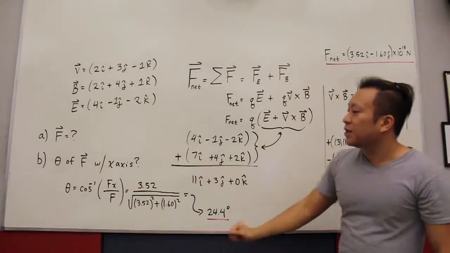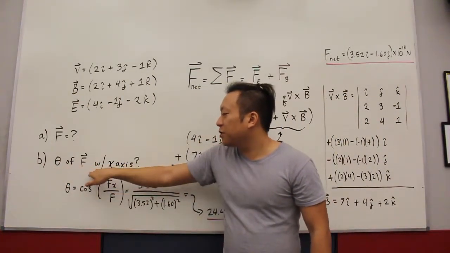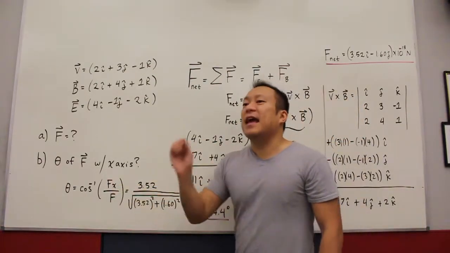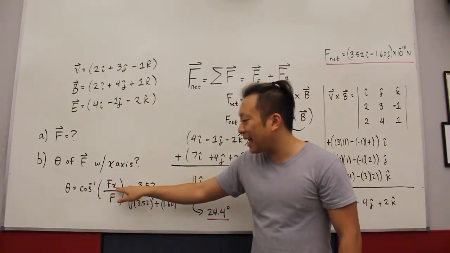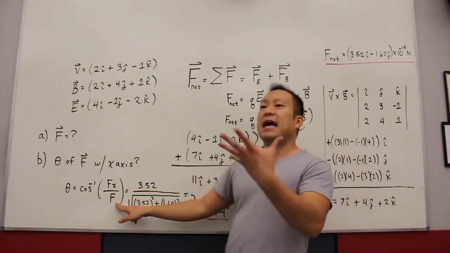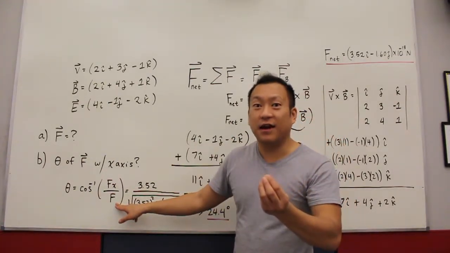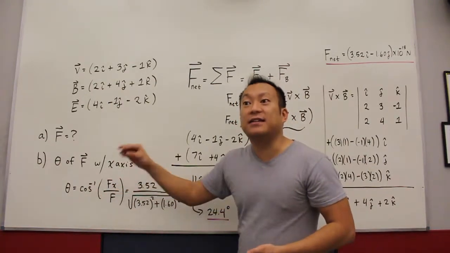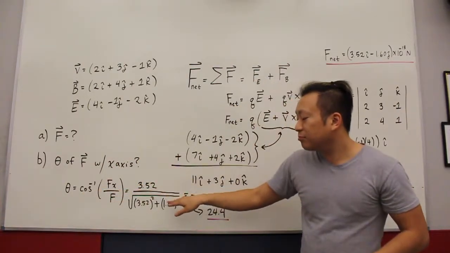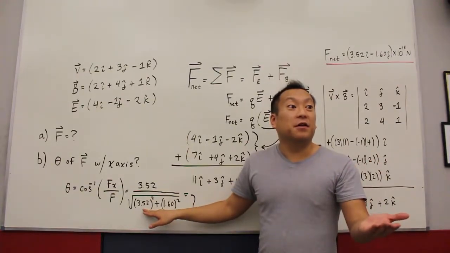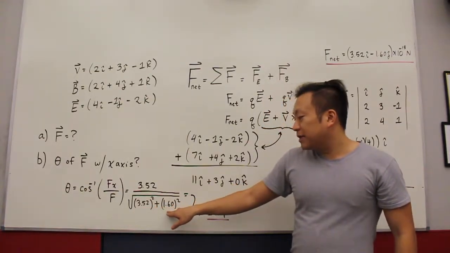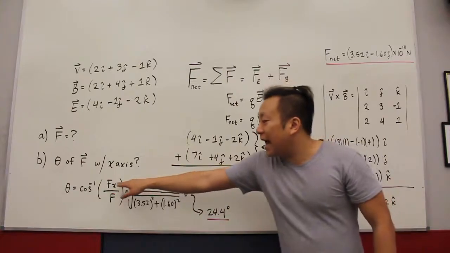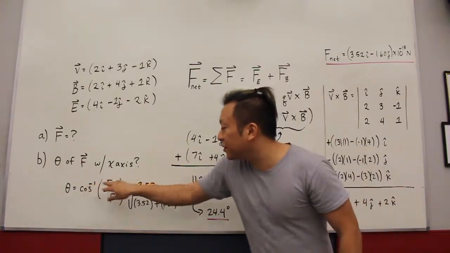The second part is, what is the angle of that force with respect to the x-axis? All we would do is take the x component of that force, F sub x, divided by F. Why? To get the x component, we do F cos theta. F cos theta will give you the x component of that force. So we just rearrange and take the inverse cosine. How do I get the magnitude? Pythagorean theorem. 3.52 squared plus 1.6 squared, the square root, is the magnitude of the force. And this is the magnitude of the x component. So this divided by this, the inverse cosine.